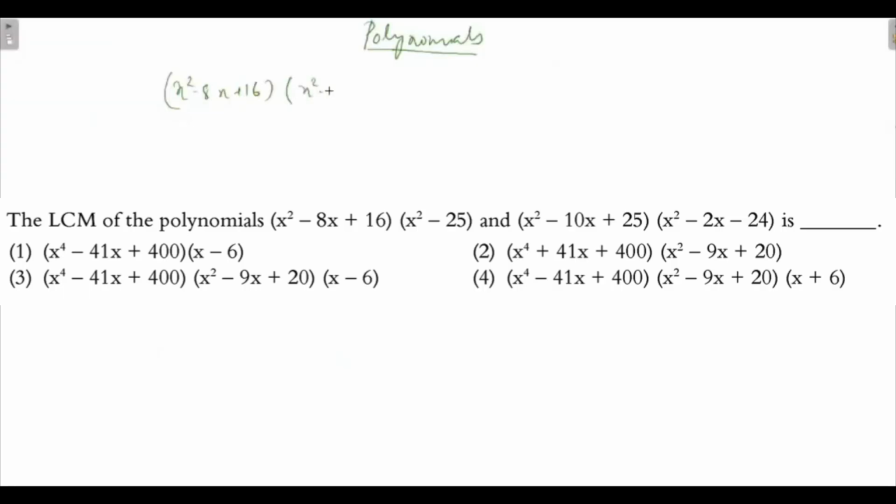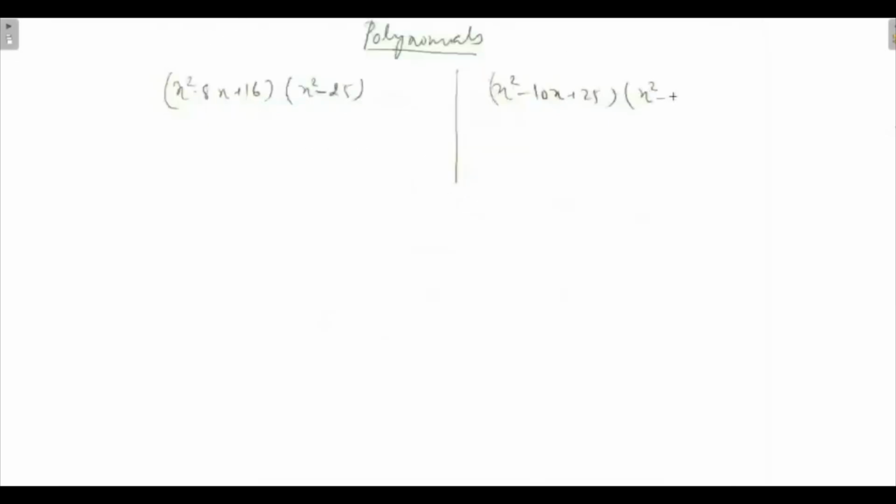Write the square minus 20. Okay, this is my first expression. I'm going to write the next one side by side: x square minus 10x plus 25 into x square minus 2x minus 24. And I am asked to calculate the LCM of these two expressions.